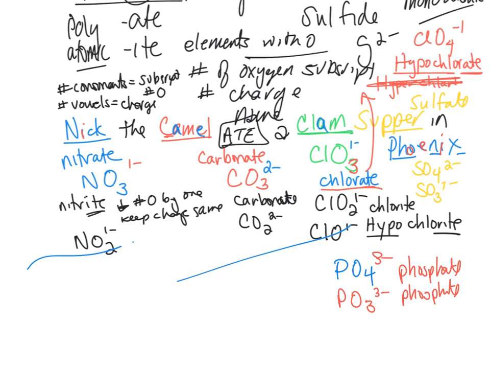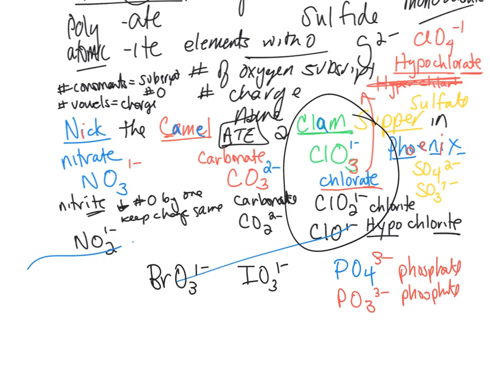Now also in your book you'll see that it's not just Cl, you can get the same thing with bromate. These are your halogens, so bromate would follow the same pattern, and so would iodate. So those are your halogens when they form polyatomics with oxygens, and those I do expect you to know.